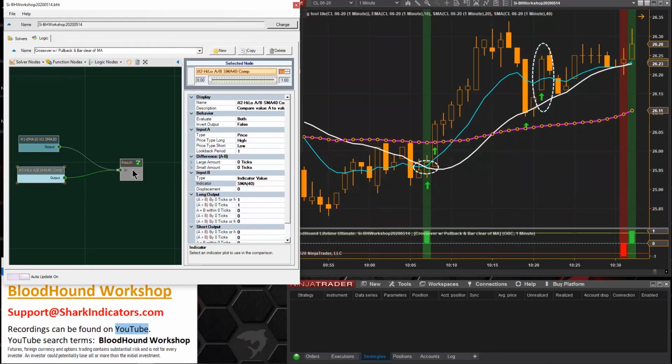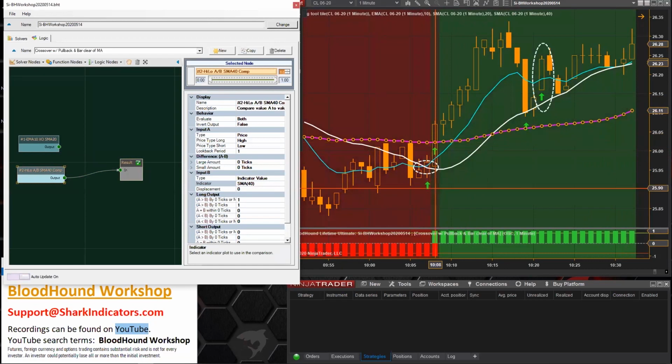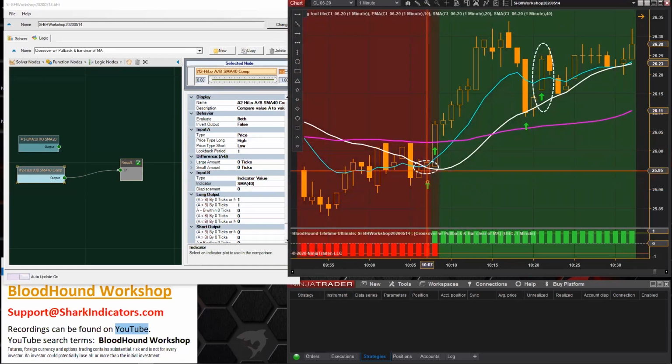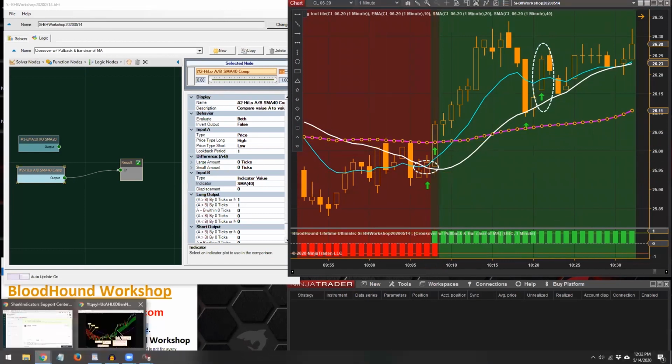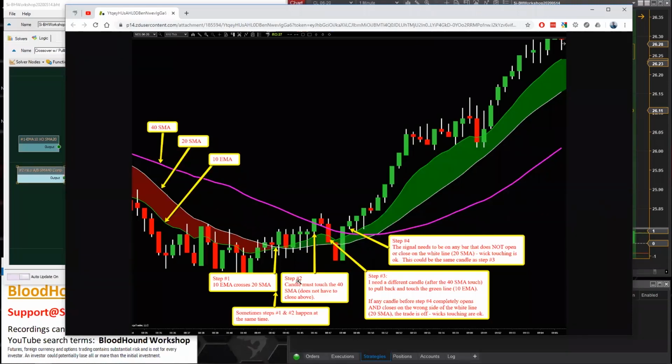All right, so we have our crossover signal there. Rule number 2: our crossover happened back on this bar, and then a bar touching the SMA 40 happened 1 bar later. So that's number 1 and number 2. Let's work on number 3. Step 3 needs to be a different candle after the SMA 40 touch, so we'll have to make a mental note and get back to this.